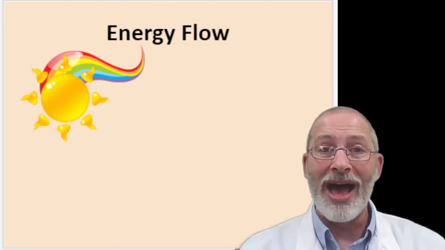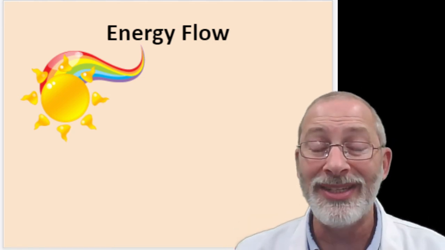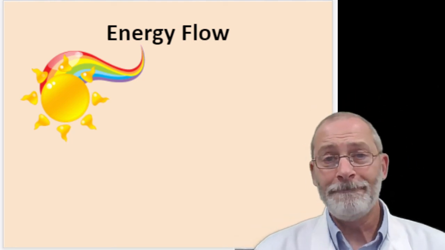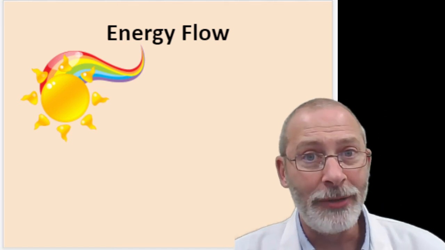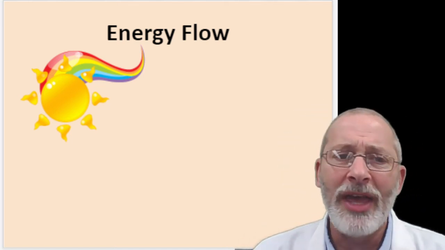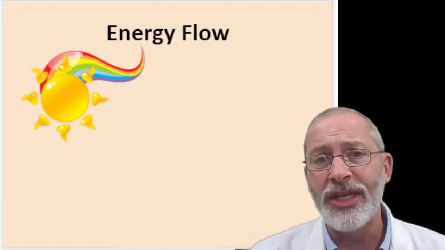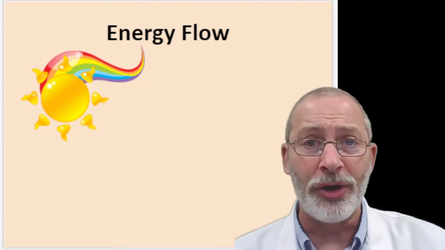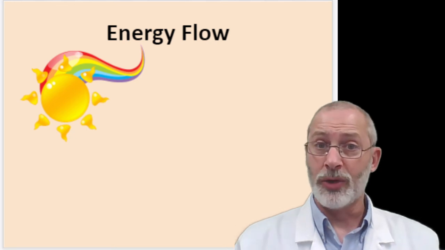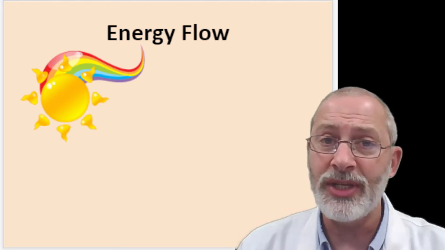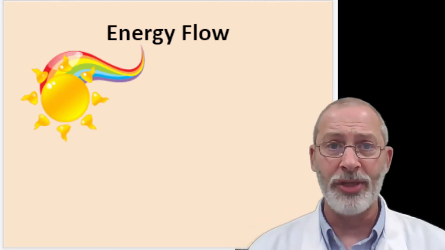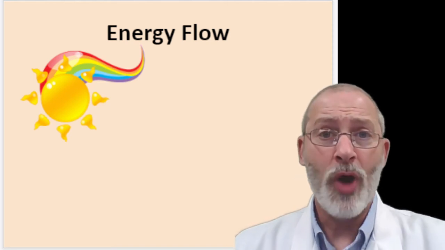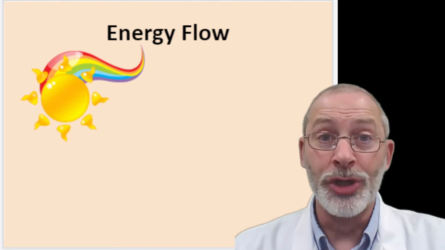So let's talk about energy flow today, and let's begin with some pictures, shall we? We shall. Here we have a picture, as you can see, of the beautiful sunshine. You see, on planet Earth, not all ecosystems, but most ecosystems on planet Earth are dependent upon the sun as the primary source of energy.